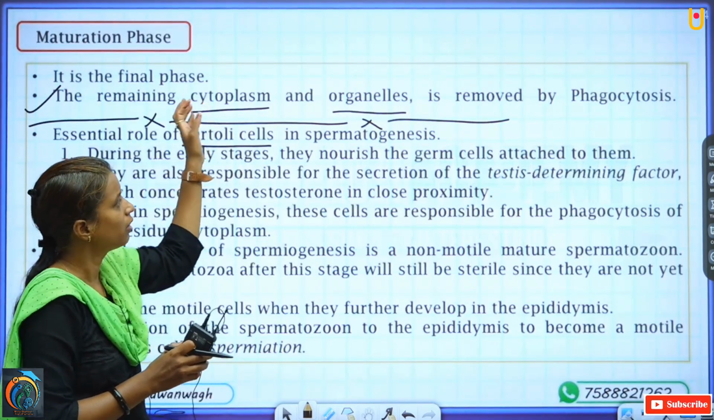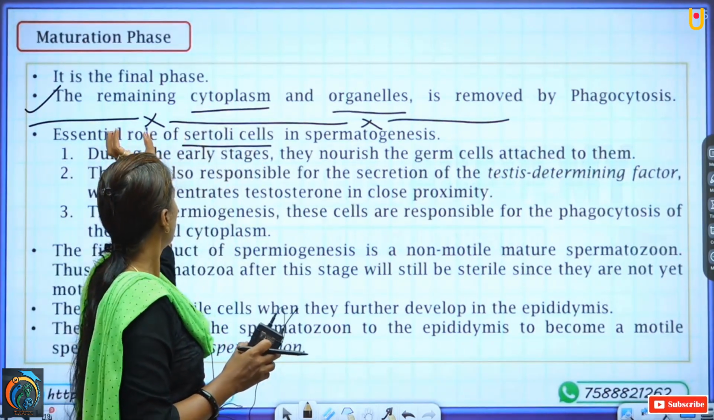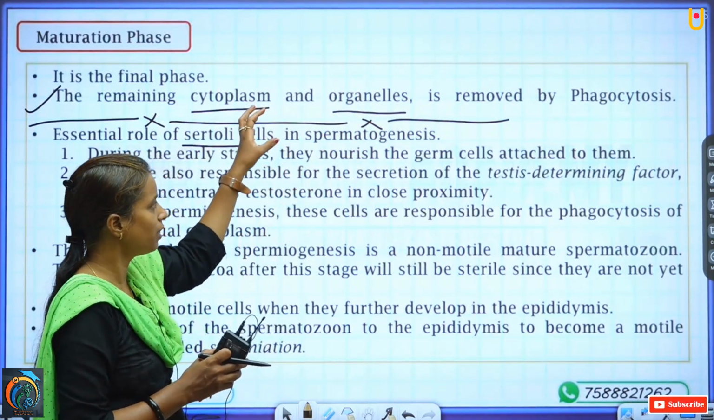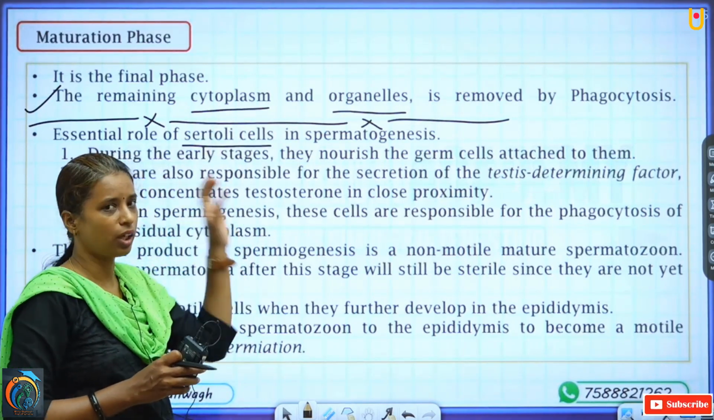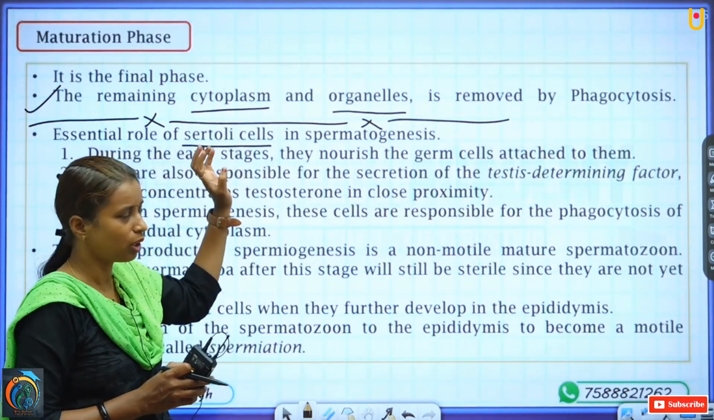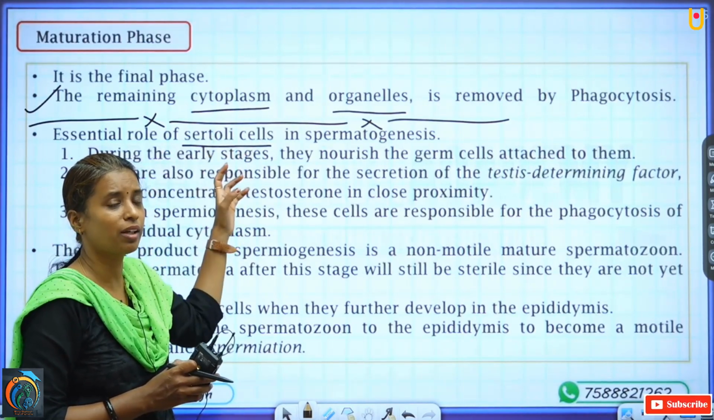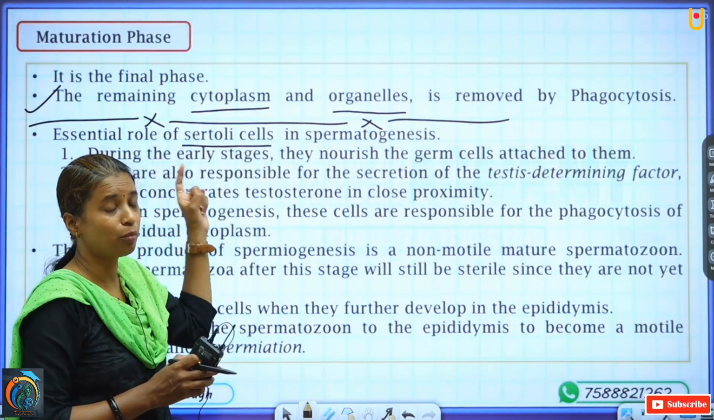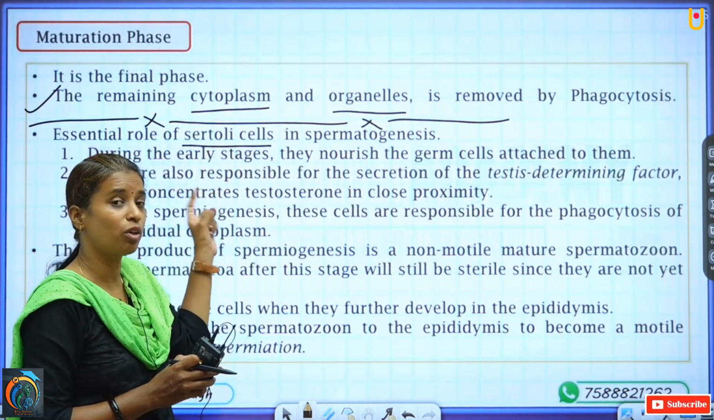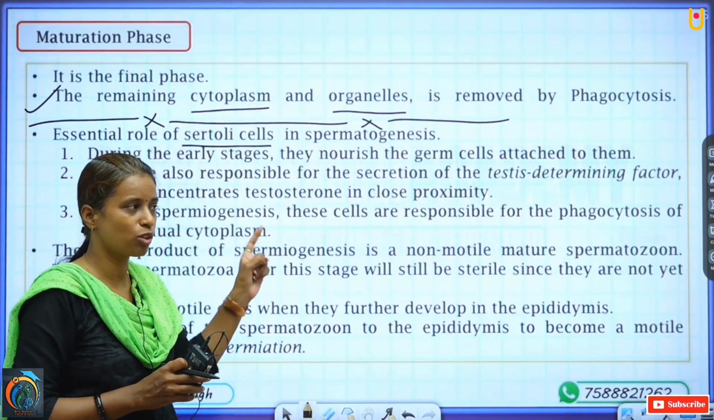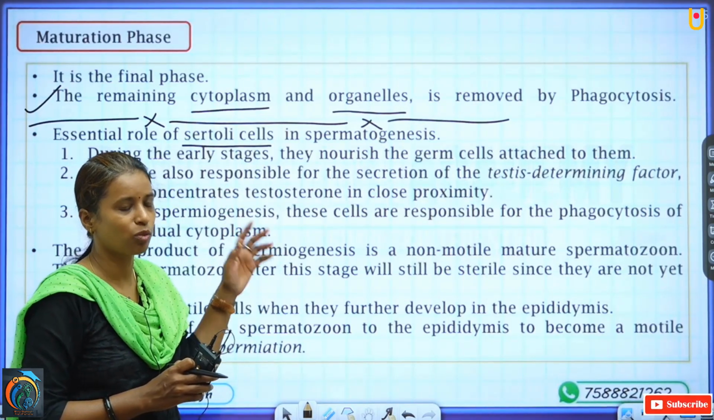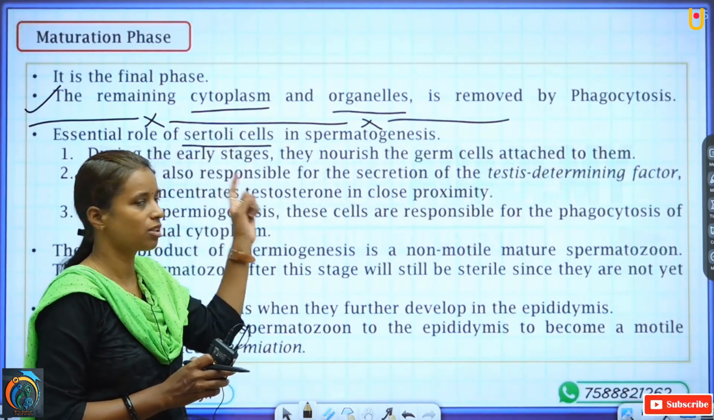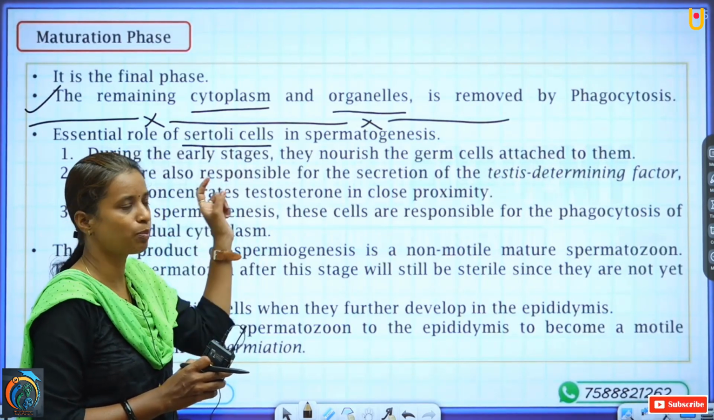Now, after removing all the remaining cytoplasm and organelles of the sperm cell, we can call it a spermatozoa. Now spermatozoa has formed. Now we can't call it a spermatid. Now we can call it a spermatozoa because it is motile now. When it was in the spermatid stage, it was not able to locomote. It was not motile. But after getting converted into spermatozoa, it is motile. And we can call it a sperm now.